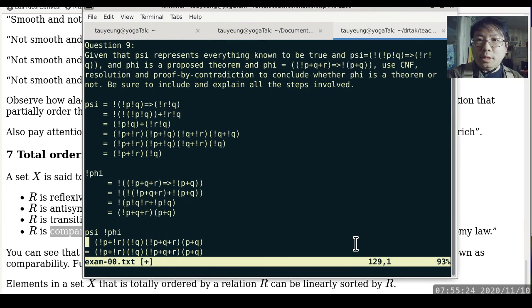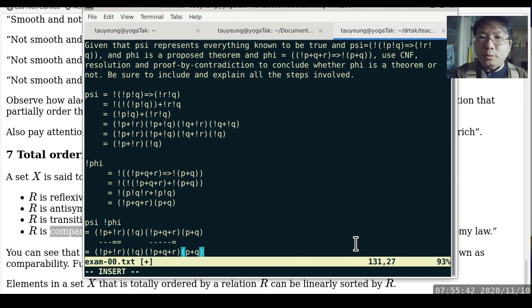So now we want to say, okay, can we resolve? Well, there's a lot of stuff we can resolve here. So we'll take a look at this, and we say, this not R is matching this R over here.